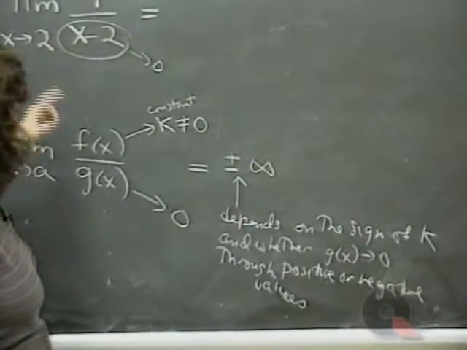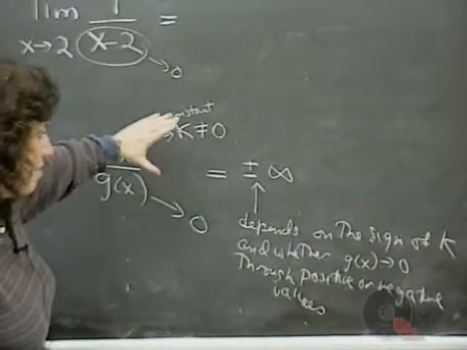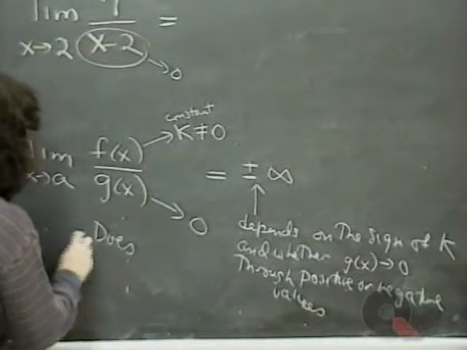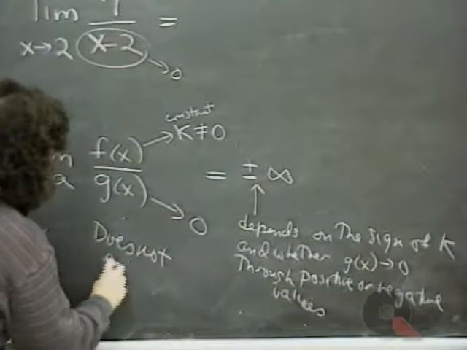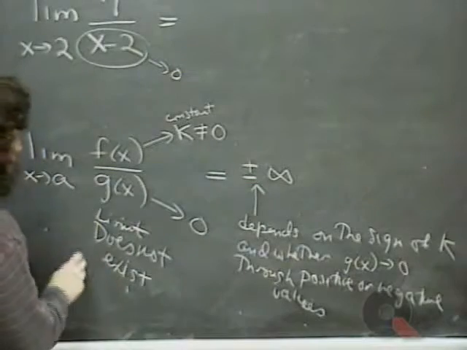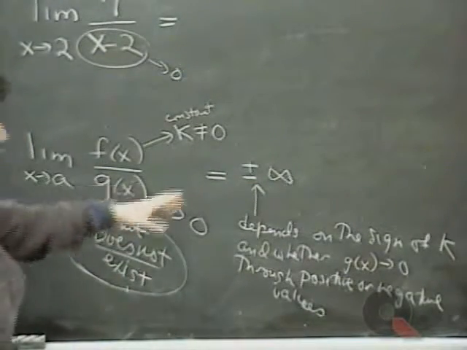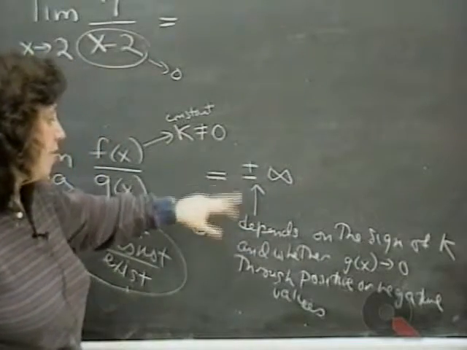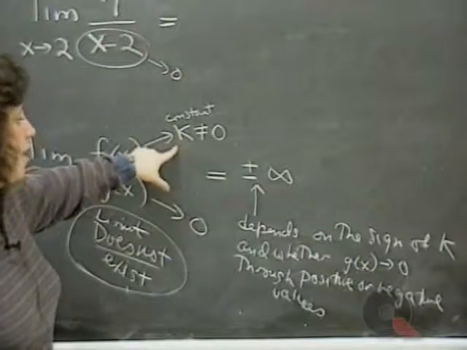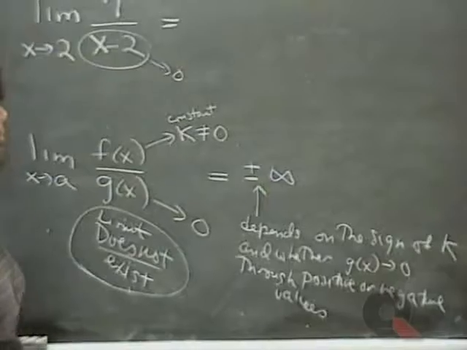Okay, so if the bottom is going to 0, but the top is not going to 0, it's approaching some constant other than 0, first of all, this limit does not exist. We know automatically the limit does not exist. But the answer is infinite. It's plus or minus infinity, where the sign of the infinity depends on the sign of the constant k and whether the bottom is going to 0 through positive or negative values.